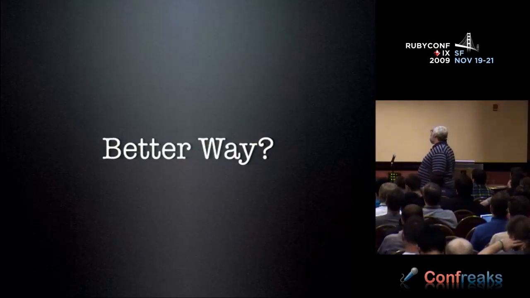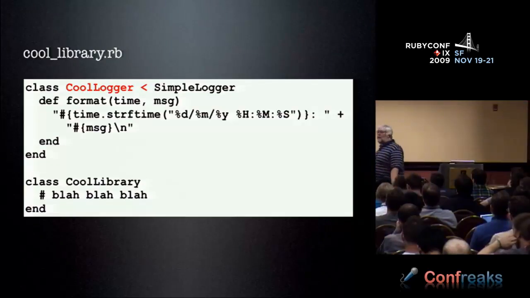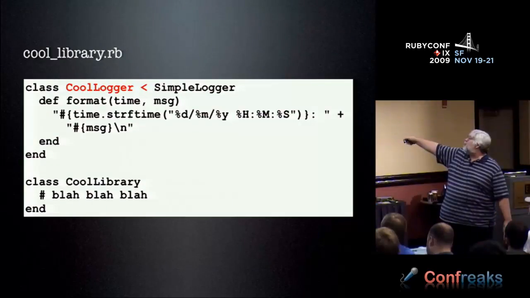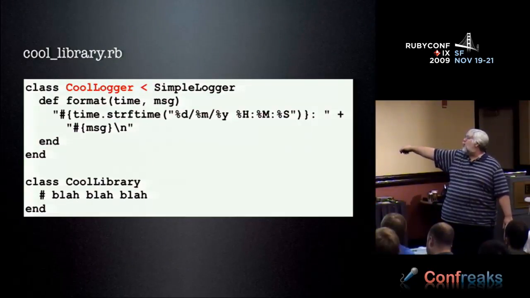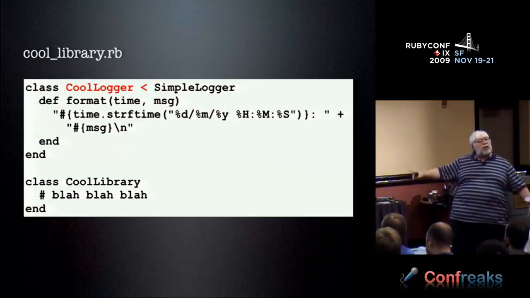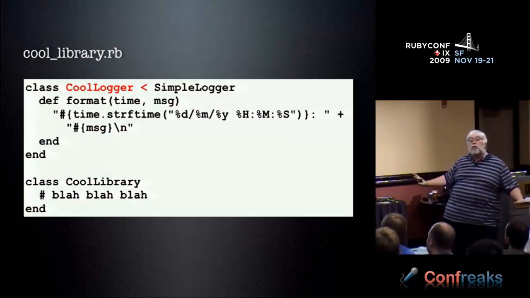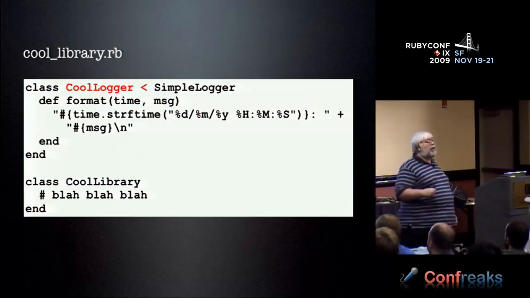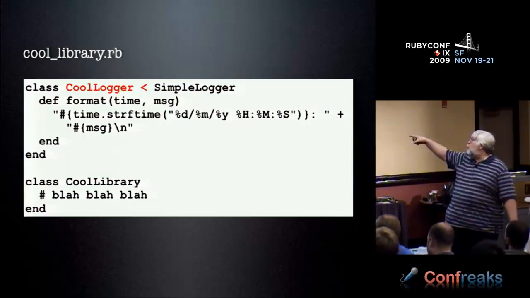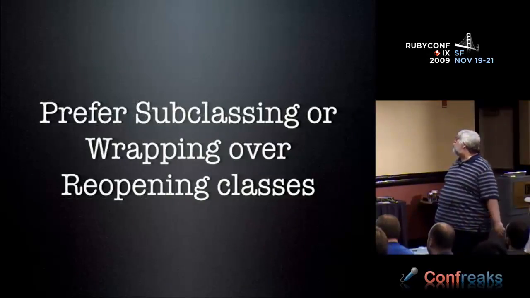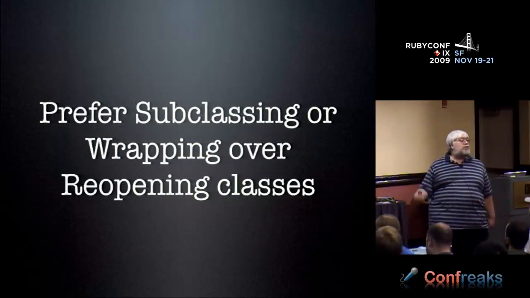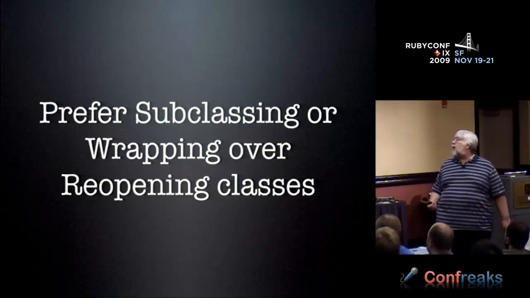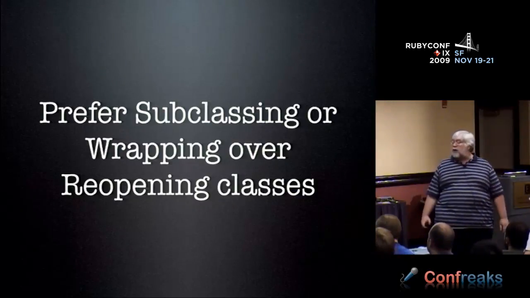So is there a better way? Yes. Derive your cool logger from the simple logger, implement the behavior you want, then in your cool library, you can use your subclassed one, and you won't affect anybody else using the original logger at all. This is a better way to design it. So open-close principle, still important in Ruby. Prefer to subclass rather than opening a class and modifying it.